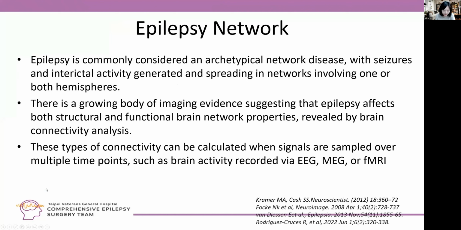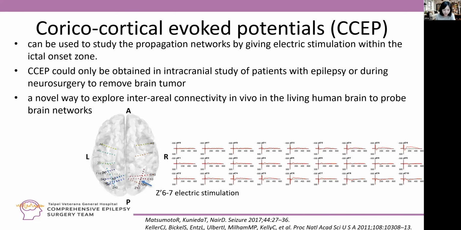As we know, epilepsy is now considered an archetypical network disease. Either interictal or ictal activity can spread and involve one or both hemispheres. There is growing evidence that epilepsy can affect both the structural and functional brain network properties. For structural brain networks, we can work on DTI, but for functional brain network studies, EEG, MEG, and functional MRI are frequently used.